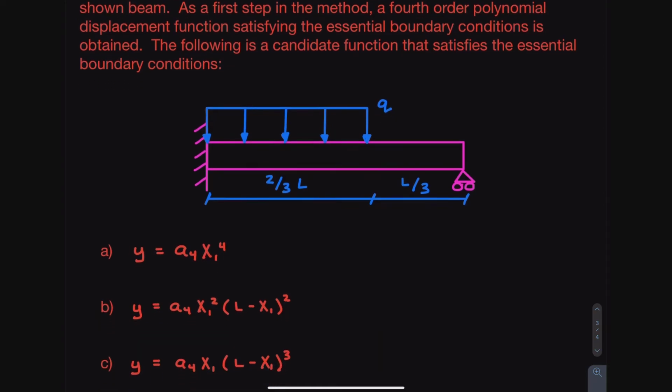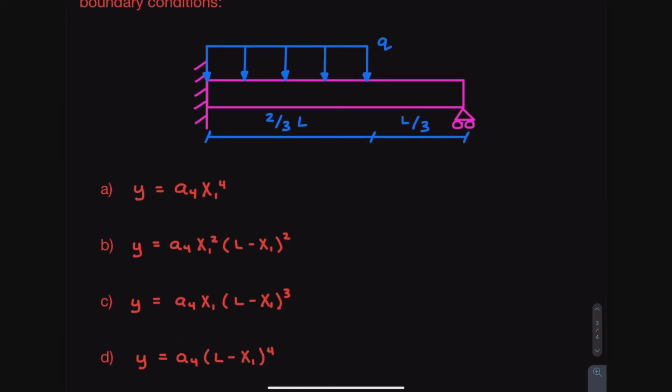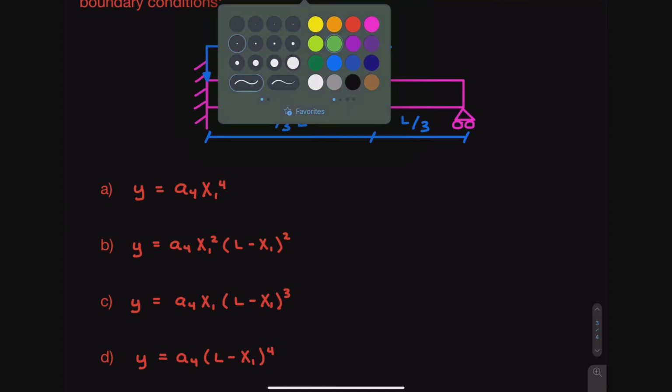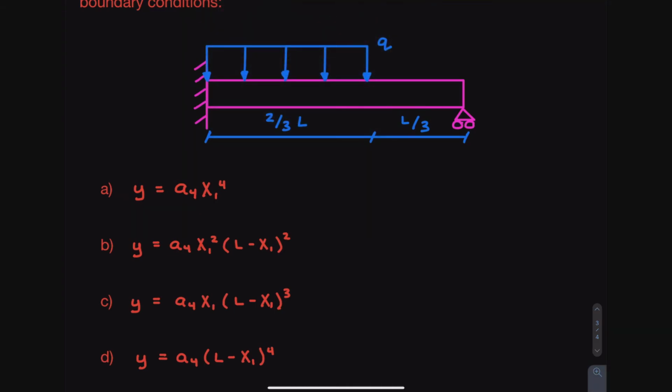So what we're basically given is 4 functions, and the question just wants us to say yes, this satisfies the essential boundary conditions, or no, it does not. There's only one equation here that satisfies all of those essential boundary conditions, and it's our job to figure out what it is. I'm going to switch over to green because we need to talk about those essential boundary conditions. Remember, essential boundary conditions are only for 2 things, displacement and rotation.